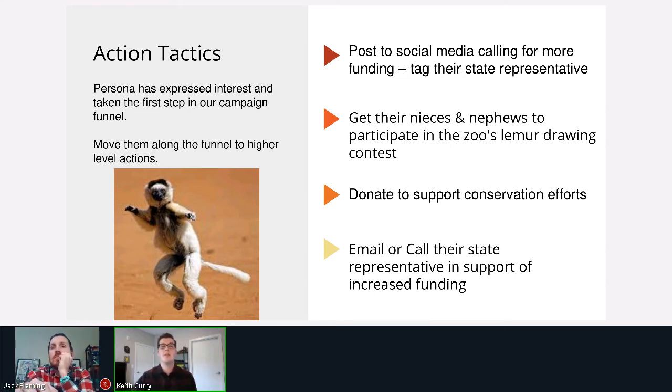So to start in the action tactics, what we're going to do is send an email out to that list that we have generated from the signups, asking these advocates to post on social media calling for more funding and to tag their state representative. This is a lighter lift to ask them to engage. It gets you involved because you could go in and comment and like and retweet on these posts as well, especially if you have a hashtag to follow with them.